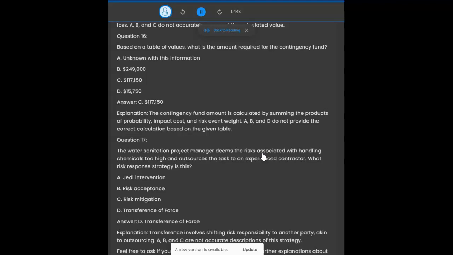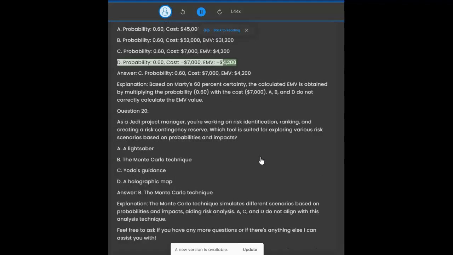Question 19. Given Marty's 60% certainty that he can secure a facility for $45,000, what would risk event 6 be based on this information? A. Probability 0.60, cost $45,000, EMV $27,000. B. Probability 0.60, cost $52,000, EMV $31,200. C. Probability 0.60, cost $7,000, EMV $4,200. D. Probability 0.60, cost $7,000, EMV $4,200.